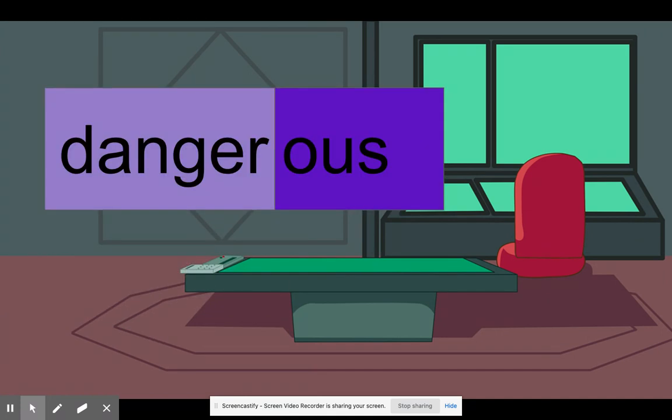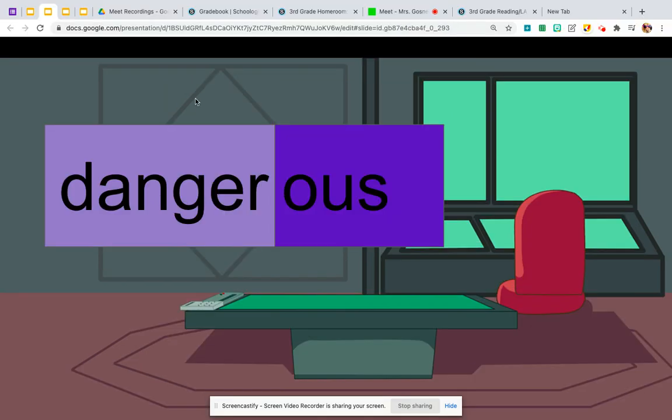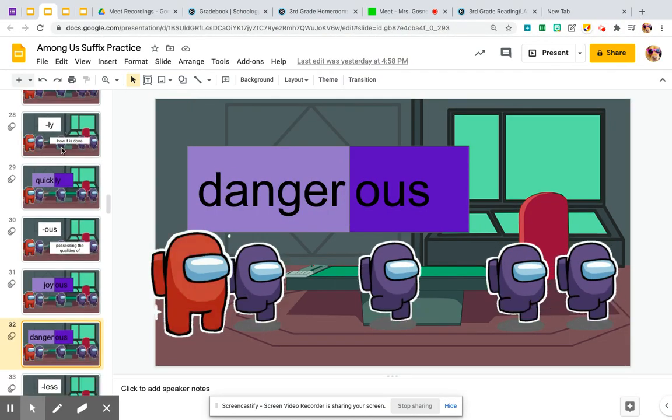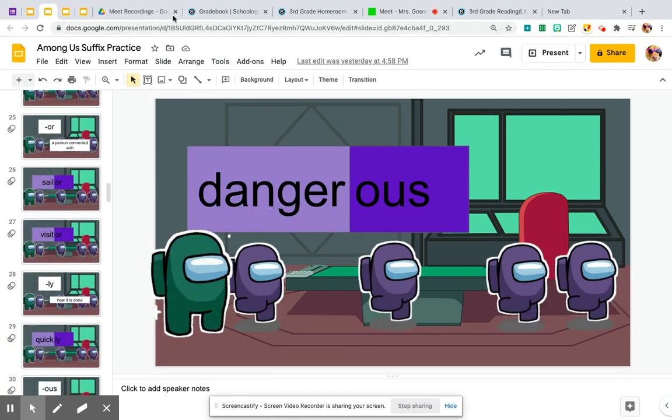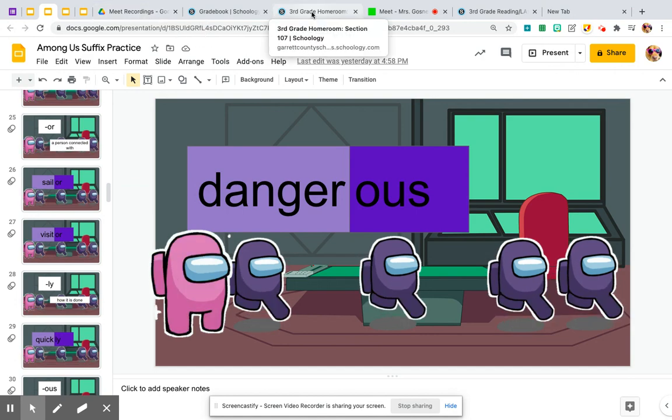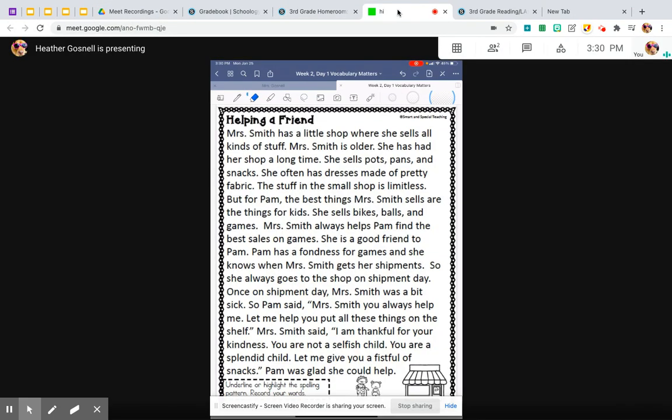OUS. Dangerous. Someone said the imposter is dangerous. Well, danger is a root word, a base word by itself. If you attach OUS, the suffix OUS to it, you are talking about possessing the qualities of danger. So if someone is dangerous, they are possessing the qualities of danger. And those are all of our new suffixes and endings. And we're going to practice those in our assignment today. But before we do that, let's take a look at some literature here.